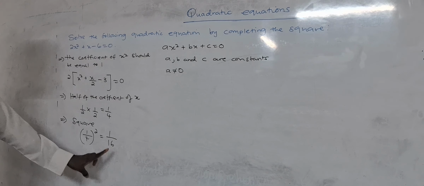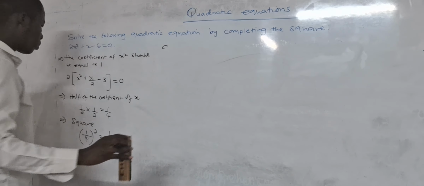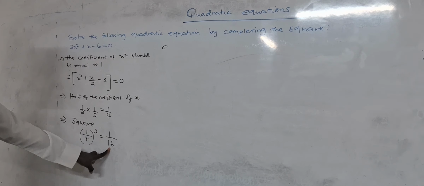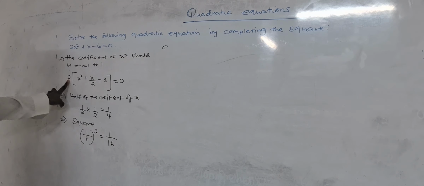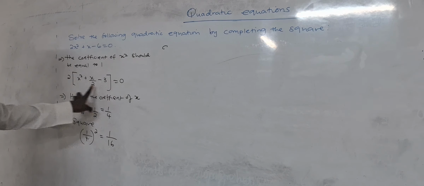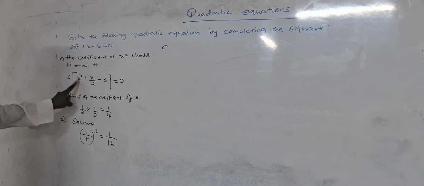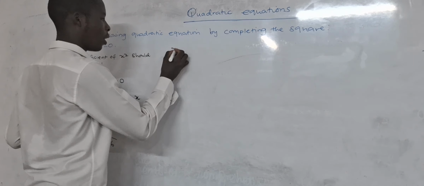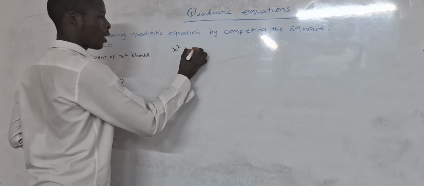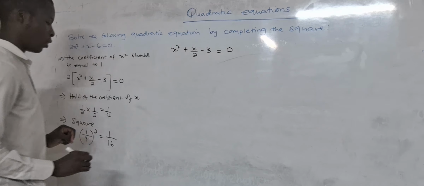So what do you do with this 1 by 16? See, 2 multiplied by this is equal to 0, so I am going to divide both sides by 2. If you divide both sides by 2, you are going to remain with x squared plus x divided by 2 minus 3 is equal to 0.